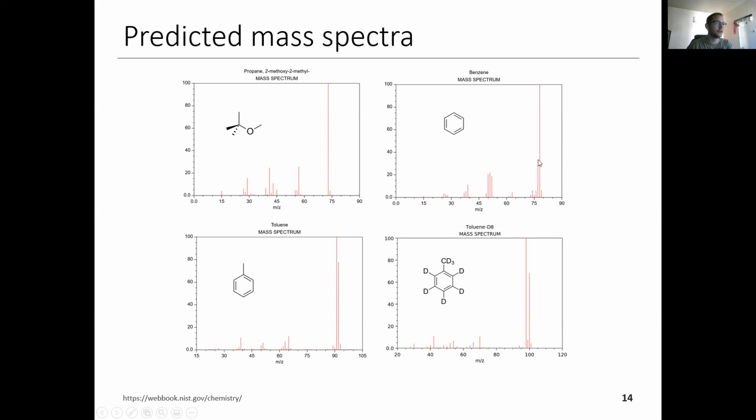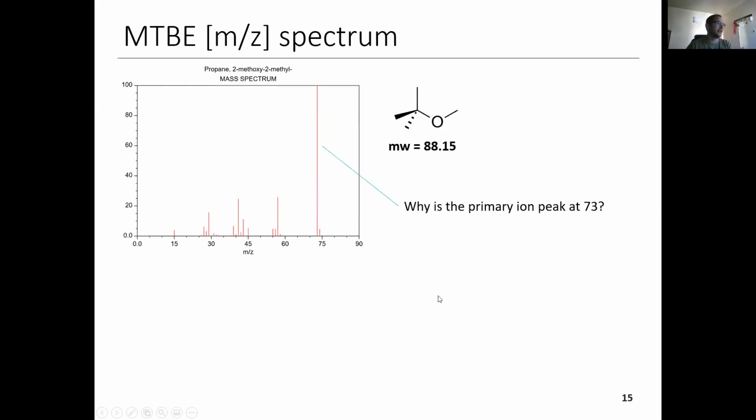So all of these ones, the dominant mass peak is at their average molecular weight, basically. So benzene is at like 78, toluene is at 92, and then deuterated toluene is at like 98 or 100. So all of these things basically agree with these structures, but this MTBE one is slightly different. So the main peak there is at 73. So can anybody think why this molecule doesn't occur at 88 as its main peak?